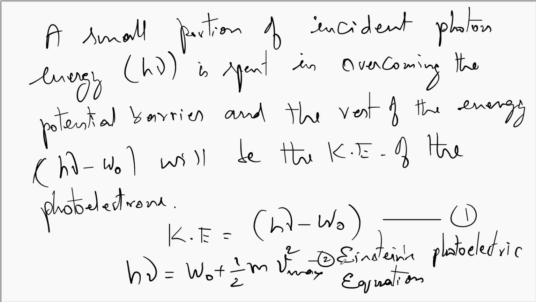From this equation, it can be seen that a photoelectron is emitted from the metal only if the energy of the incident photon h nu is greater than or equal to W0. Because if the incident photon energy h nu is less than W0, then the electrons are not released from the metal surface. On the contrary, if h nu is more than W0, then the electrons will be liberated and emitted from the metal surface with a certain amount of kinetic energy.